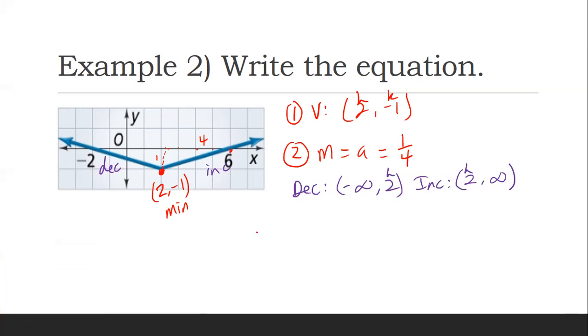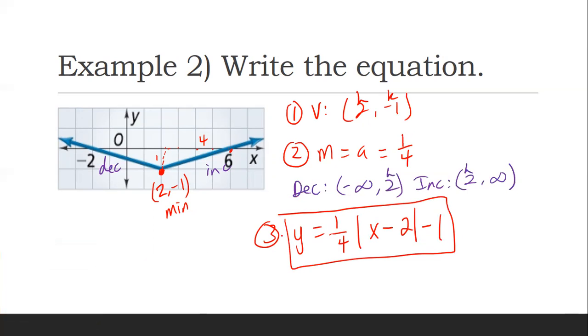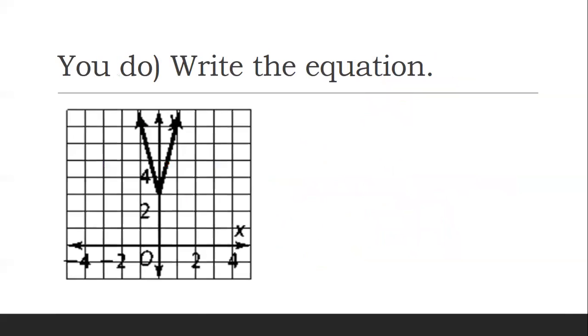So now we've analyzed, we're going to put it all together. So we have y equals, what is a? 1/4 absolute value of x minus h. What is h? 2 plus or minus our k, and our k is -1. How do you feel? All right, here you go. You're going to try it. And then we're done. We're done with absolute values after this.